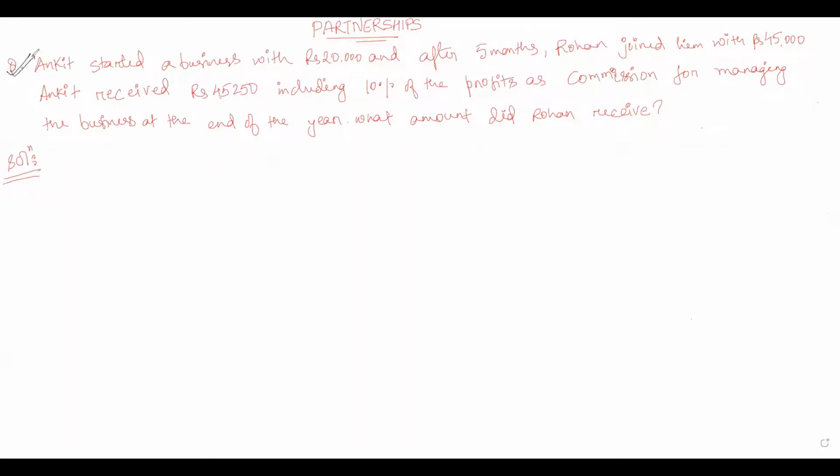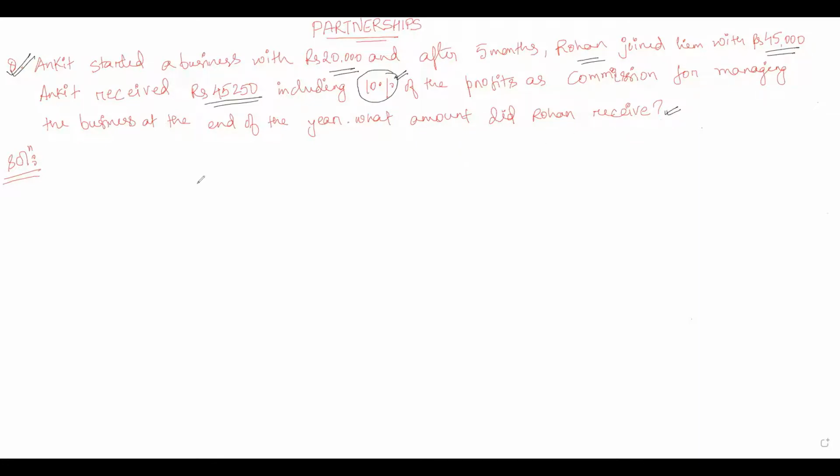Okay, so now let us see this question. Ankit started a business with rupees 20,000, and after 5 months, Rohan joined him with rupees 45,000. Ankit received rupees 45,250, including 10% of the profit as commission for managing the business at the end of the year. So what amount did Rohan receive? So in this case, Ankit has received some share of the profit, and he has also received this additional 10% as he has managed the business. So we need to find what amount did Rohan receive.